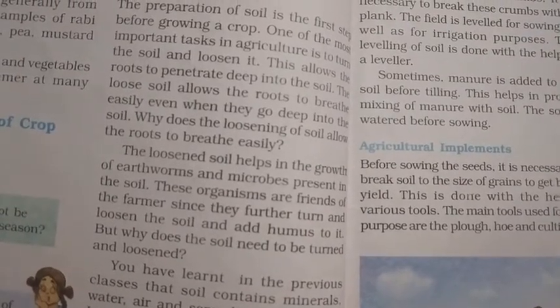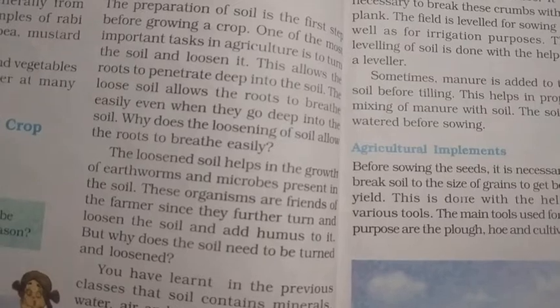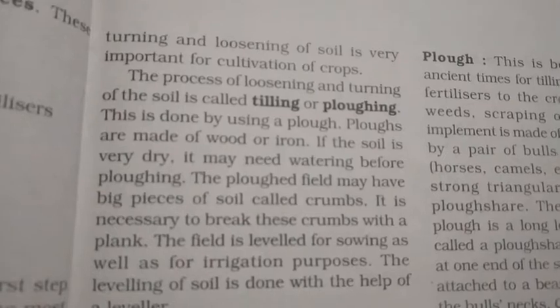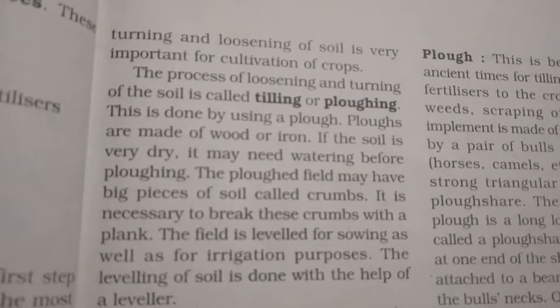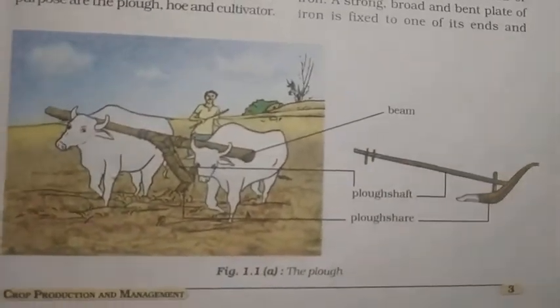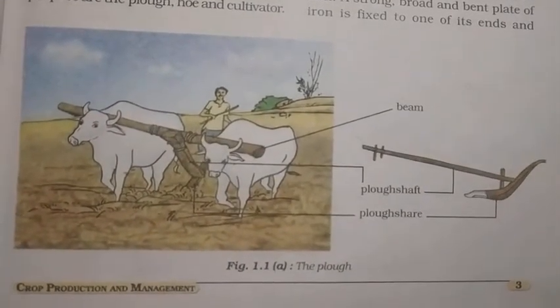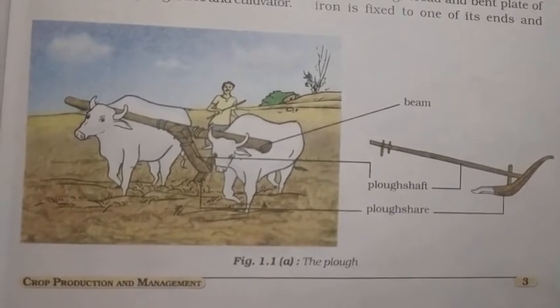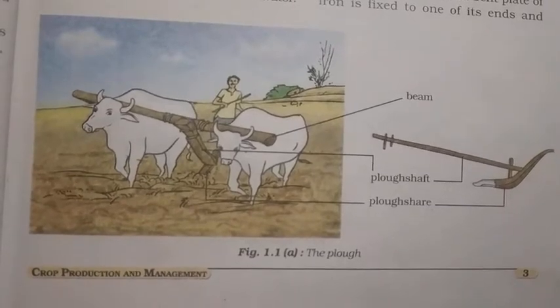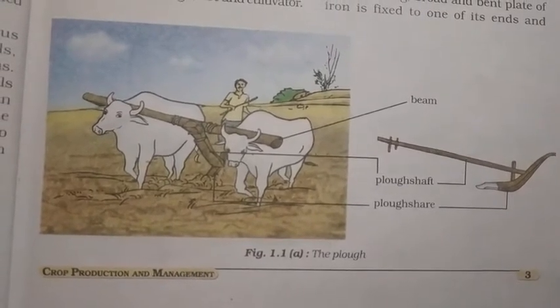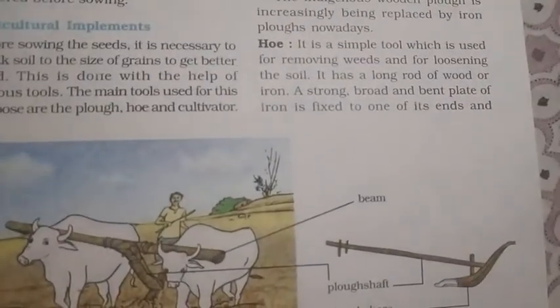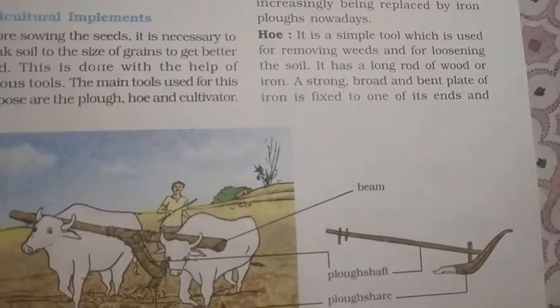The loosening and turning of the soil is called the tilling or plowing process. So we use many kinds of equipment called the plow, and bulls are used for the movement of this plow, as well as nowadays we use tractors. Along with the plow, we use the hoe for the loosening of the soil.